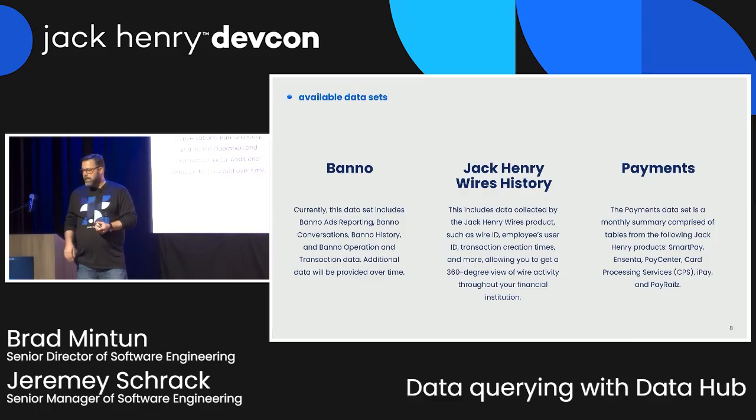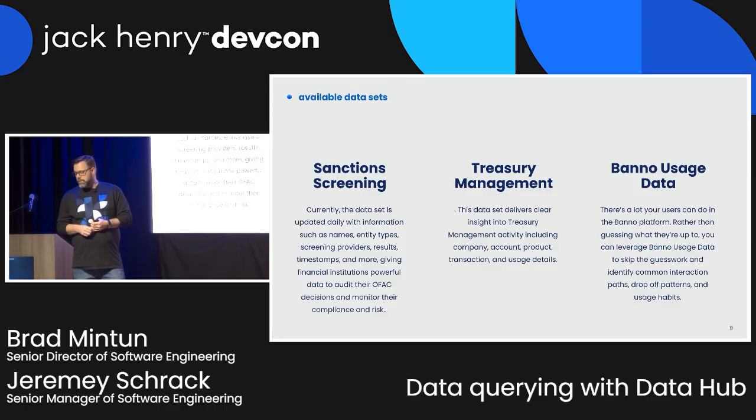Next, we have an aggregated data set that's calculated monthly currently from the payments team, which includes PayCenter, Incenta, Payrails, and others. We are working with them over the course of the next month and a half to get them set up so that they're doing a continuous change data capture into Data Hub, so that'll be changing in the near future. We've got sanction screening. Available now is treasury management. We're really excited about that one. So you can take a look at your treasury management data and aggregate that against your Banno data and draw some conclusions.